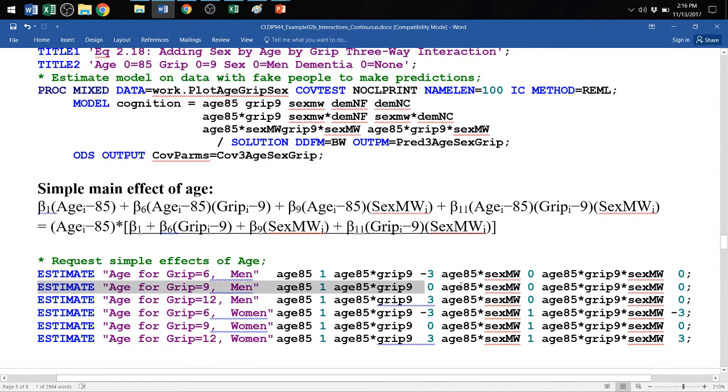Do you notice something special about this second line right here? I don't need it. Why don't I need it? It's given by the model. This is what the simple main effect of age will be up above in my solution for fixed effects. And I know that because all of the other covariates that would adjust the main effect of age are zeroed out. So this one would be beta 1 plus nothing.